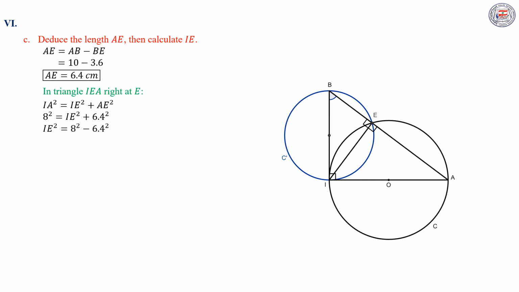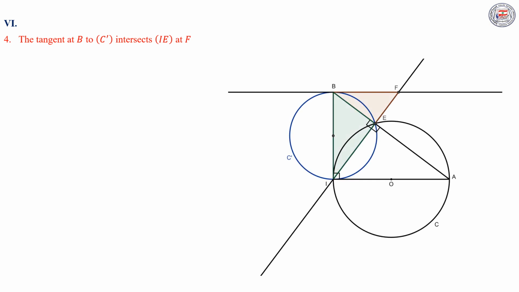Then IE squared equals 8 squared minus 6.4 squared. Then IE squared is equal to 23.04. Therefore, IE is equal to radical 23.04. Then IE is equal to 4.8 centimeters.